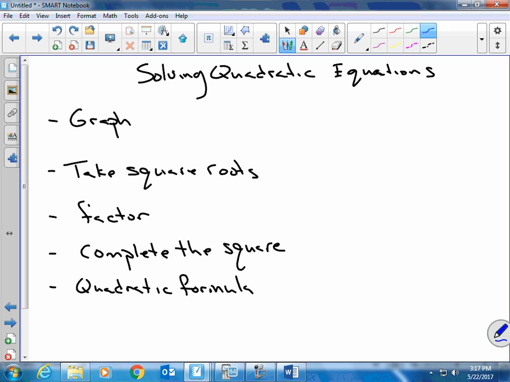We could take square roots. What does that mean? What if I had something really easy, like x squared equals 25? I could take the square root of both sides and get x equals plus or minus 5. And that could look a little messier, like (x minus 2) squared equals 25. I could solve that by taking the square root, and I would get x minus 2 equals plus or minus 5, and solve. Okay, so that's taking square roots.